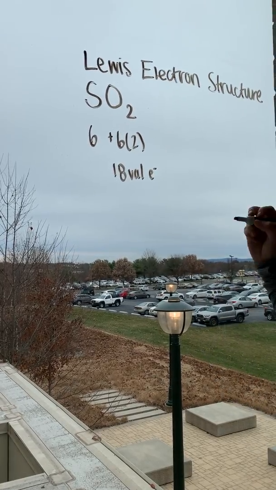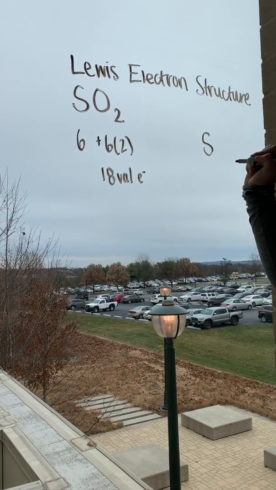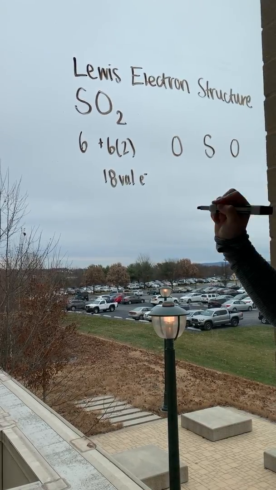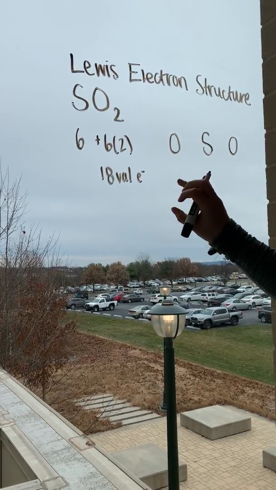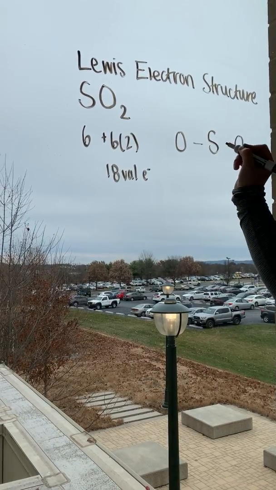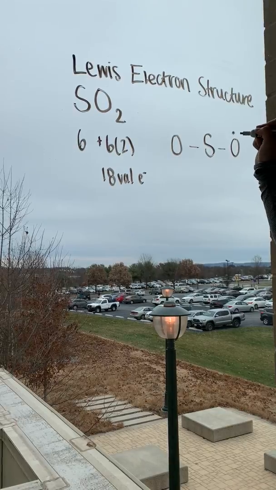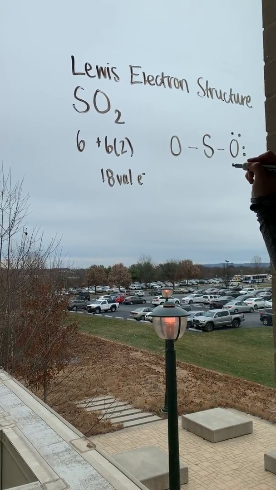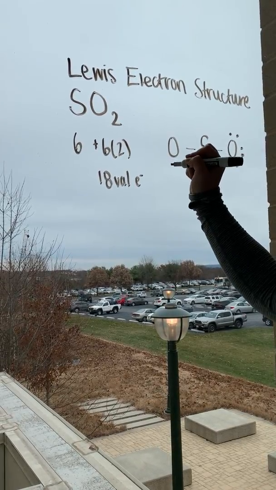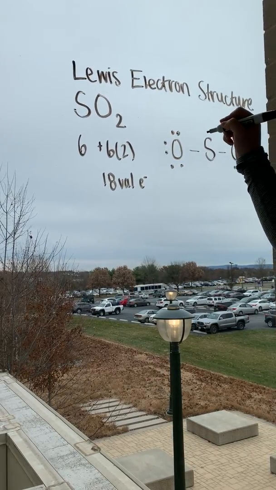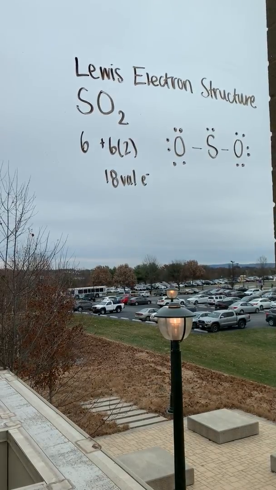And then when we're drawing our diagram, we're going to put sulfur in the middle since it's the least electronegative. Then we're going to have our oxygens on the outside. And then we're going to start distributing our valence electrons. We're going to start with 2 single bonds, and then that gives us 4. Then we have 5, 6, 7, 8, 9, 10, 11, 12, 13, 14, 15, 16, and we're going to add the last 2 to sulfur.